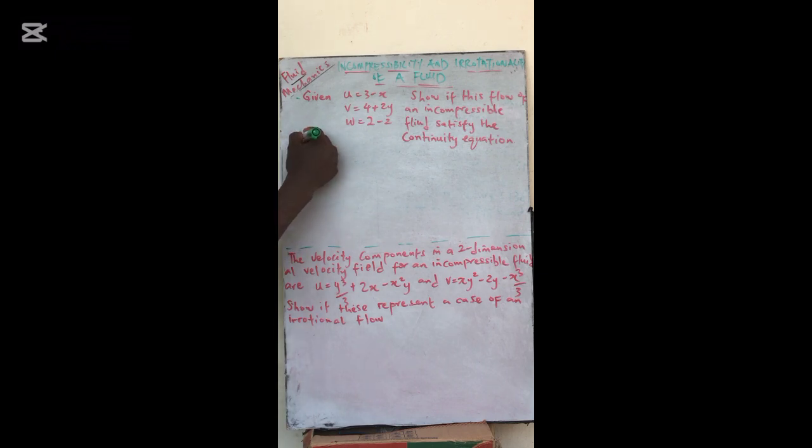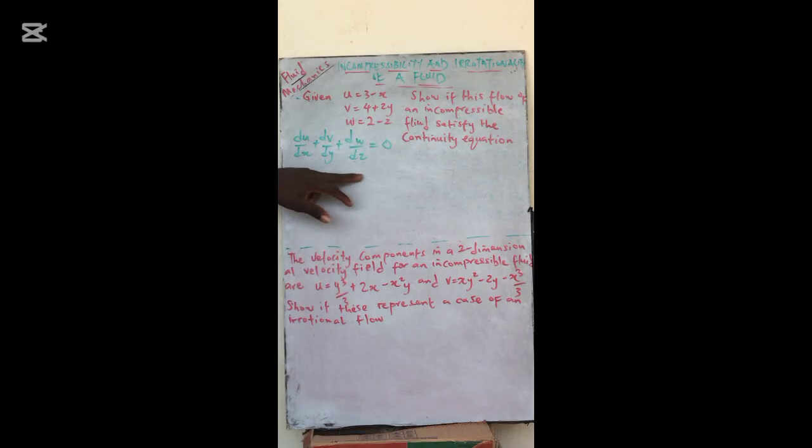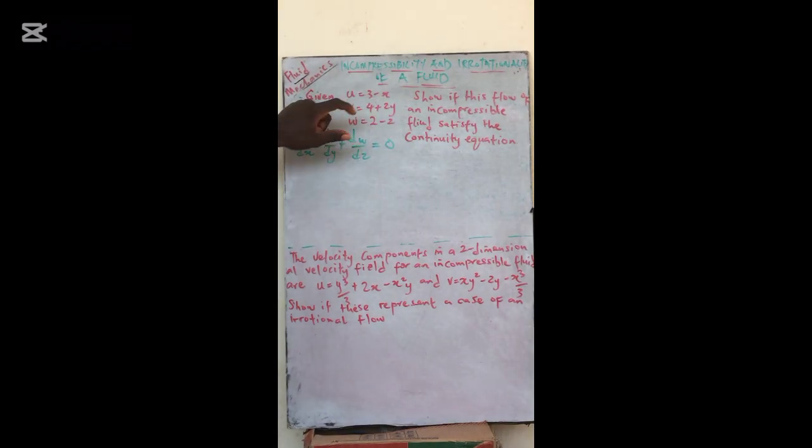So in this case, our continuity equation that we're going to use to check if this is truly incompressible is du/dx plus dv/dy plus dw/dz. When you add these three entities, it must give us 0. If it doesn't give us 0, that means it is compressible and not incompressible. But if it does give us 0, that means it is truly incompressible. Now let's go on. We are differentiating u with respect to x, v with respect to y, and w with respect to z.